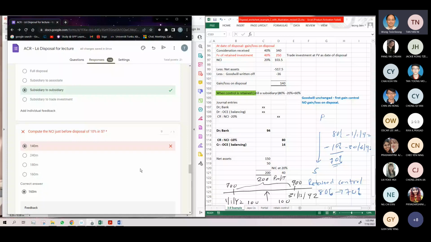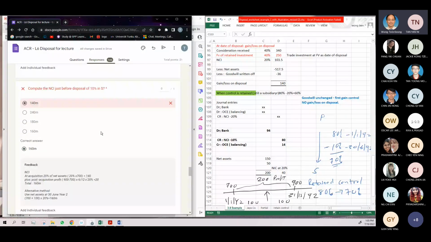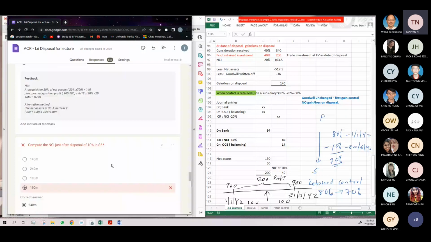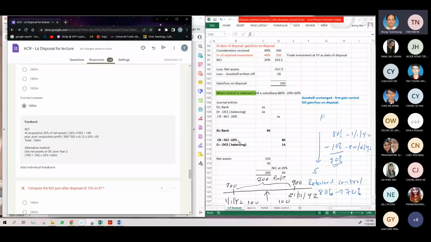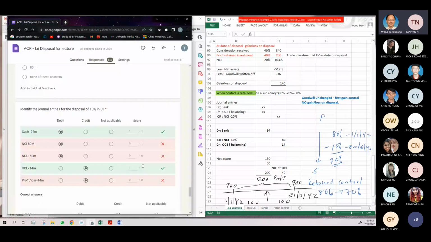Okay, same issue here. Understand here? Yeah, before, it's a proportion of the 20% here. Just after disposal, same. So deciding NCI is very critical. If you get it wrong, the 10% here before and after, your OCE balancing will be wrong. Okay, double entry. Now you understand? Angelina? Yes. Okay, good. I say everything true.